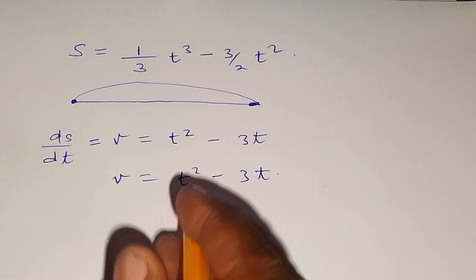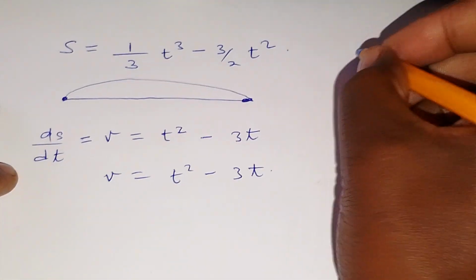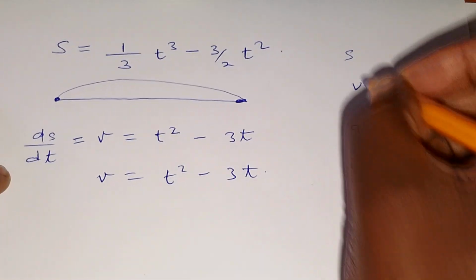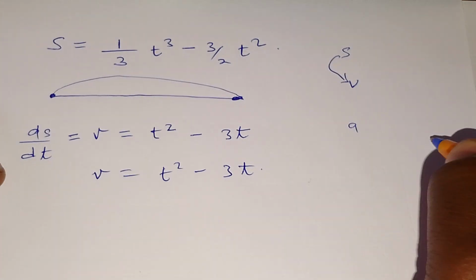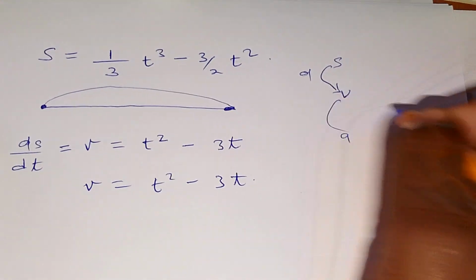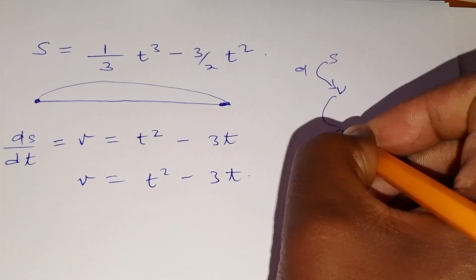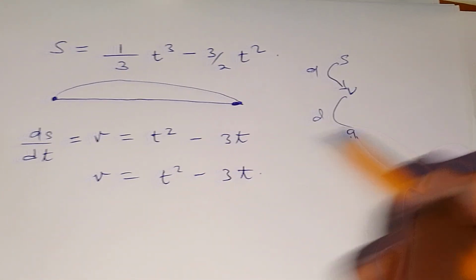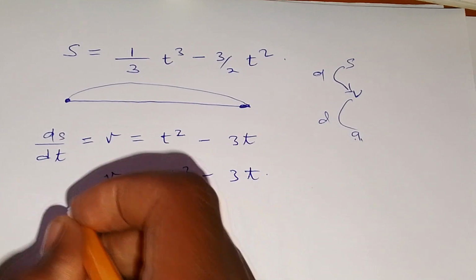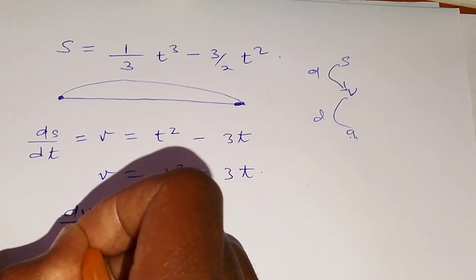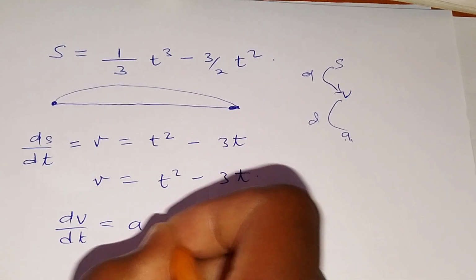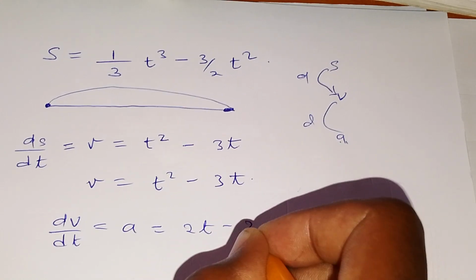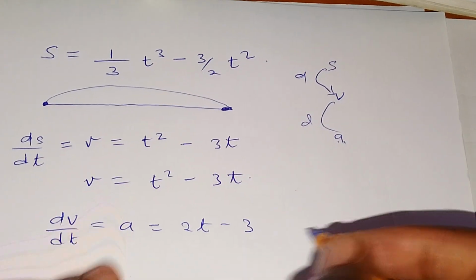Now we need to get acceleration, which means that if you're moving from displacement to velocity, you differentiate. If you're moving from velocity to acceleration, you differentiate, and vice versa is integration. So we are moving from velocity to acceleration, so we differentiate v with respect to time to get a, and this is 2t minus 3. So we set this equal to 0 and we are done.